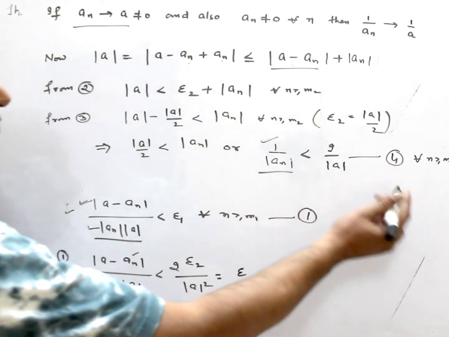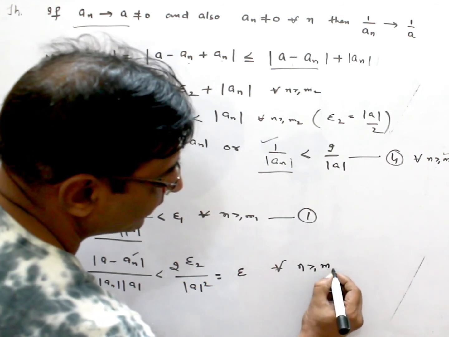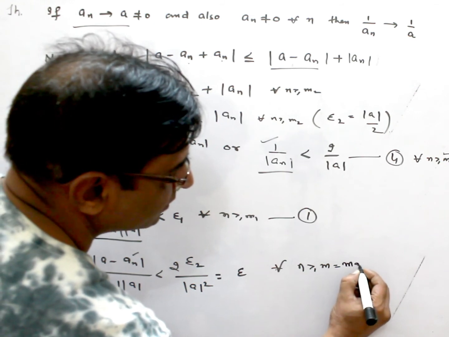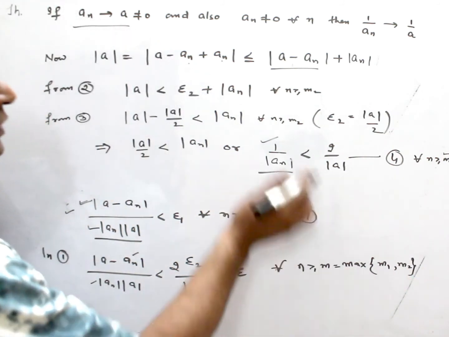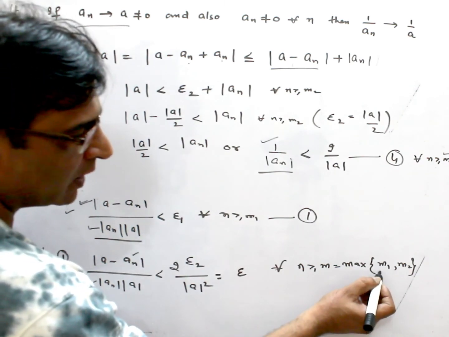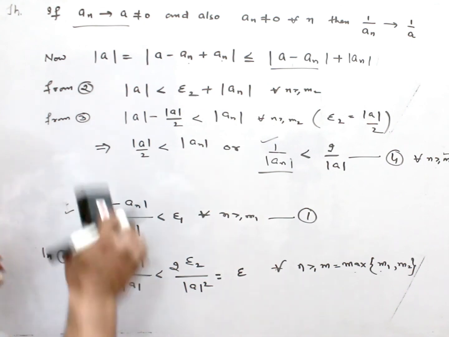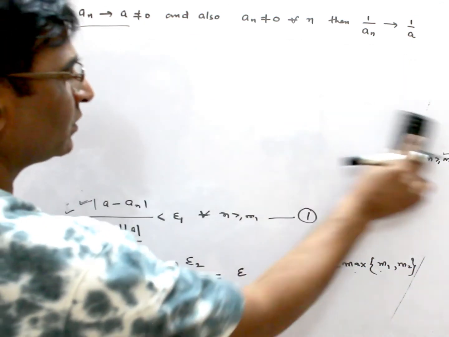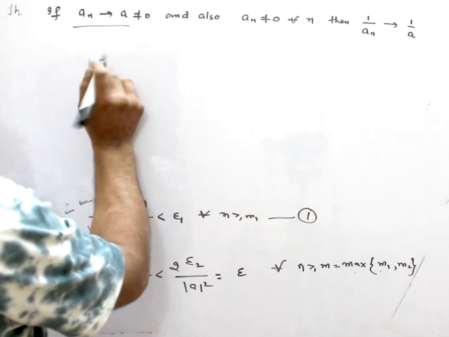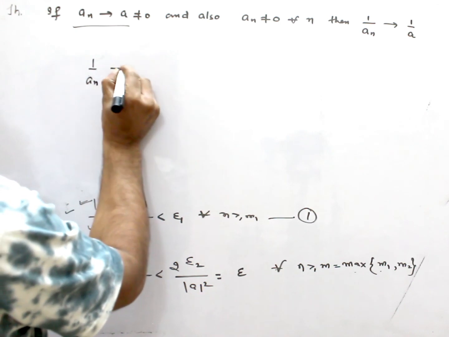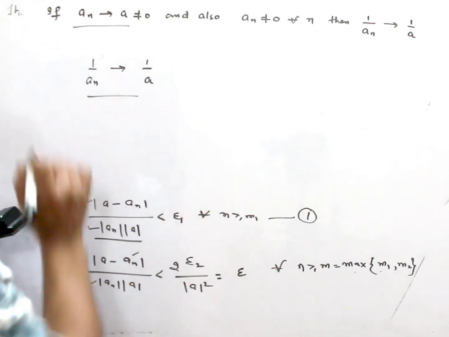epsilon. And because we used M1 and M2, for all n greater than or equal to M, and M is the maximum of M1 and M2, because we used two times M1 and M2, so we take the greatest value of this. So we conclude from all these things, we conclude 1 by a_n converges to 1 by A. This is the result.